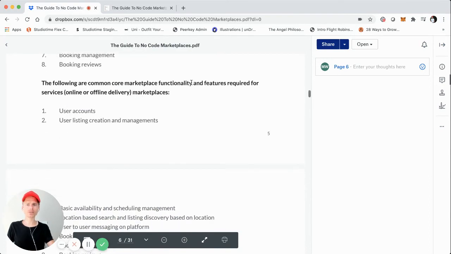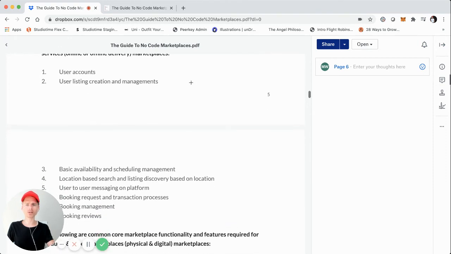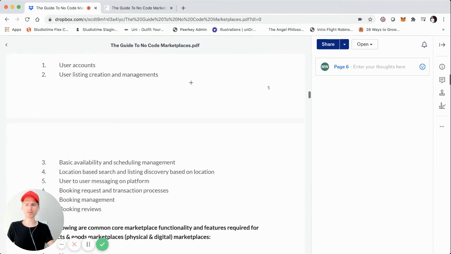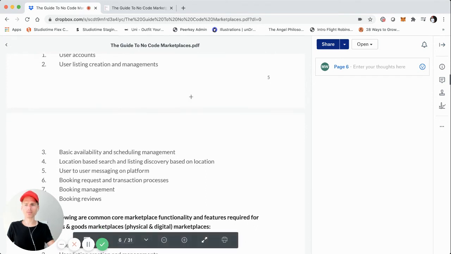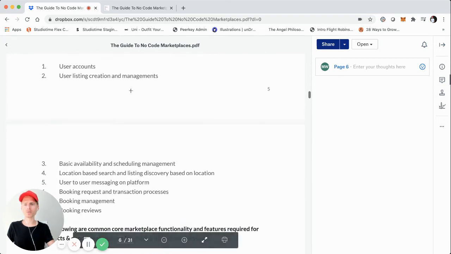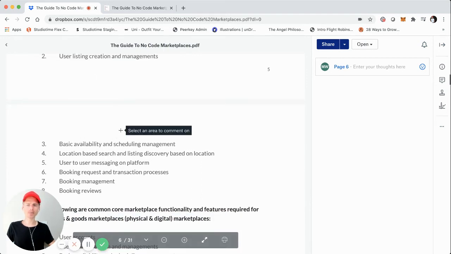The next is services marketplaces, whether online or offline, for the delivery of those services. There's going to be some specific core marketplace functionality that depends on this type. We mentioned user accounts and listing creation. The availability and scheduling management is going to be a little different here, based on whether it's online or offline services. It's still going to probably utilize the same core functionality, but the user interface and how that specifically applies to the availability of the supply and their services is definitely going to look a little different for this.